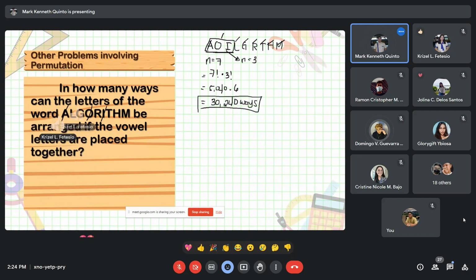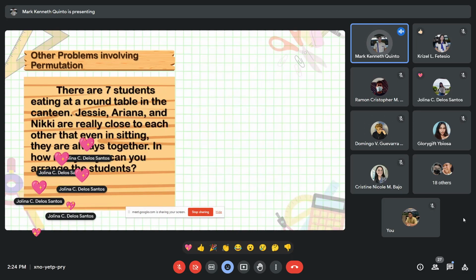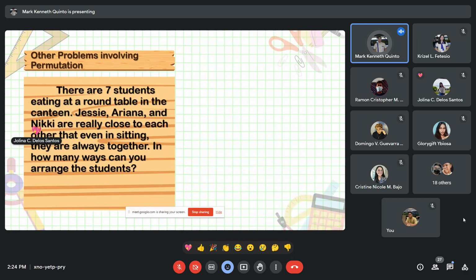Okay, let's proceed to the most exciting part. We will see who got the correct answer from the question earlier. So let's say that there are 7 students eating at a round table in the canteen. Jessie, Ariana, and Miggy are really close to each other, that even in sitting, they are always together. In how many ways can you arrange the students? So I want you to analyze first the problem. What formula or what type of permutations are we going to apply?